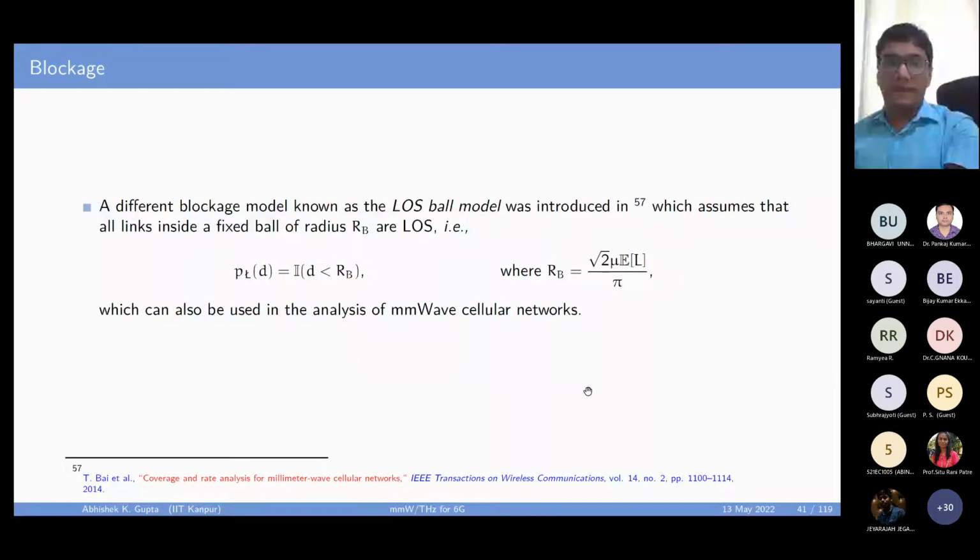Okay, and there are other models also, which I'm not going to cover, but there are other theoretical and experimental based blockage models which characterize this line of sight probability. And once you know the probability, you can have a guess of what is the chance that, if I have my transmitter and receiver at a particular distance, this link will be blocked or not.